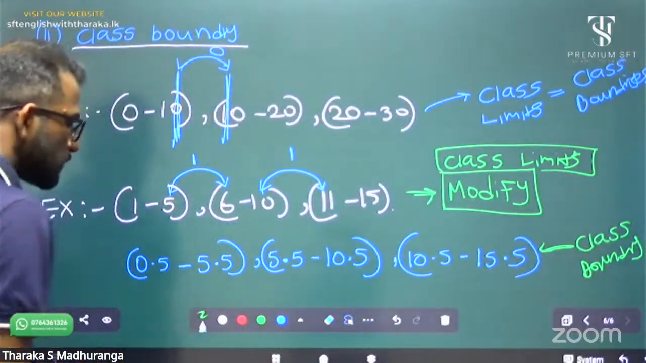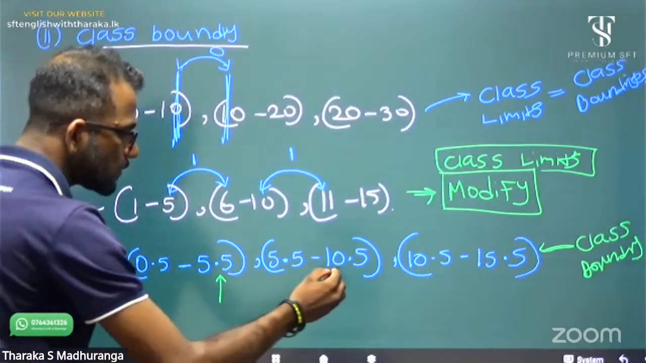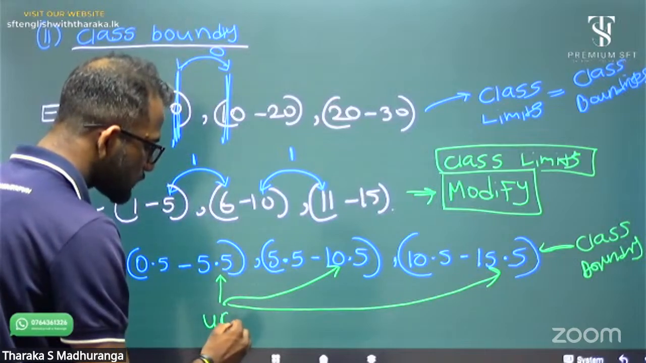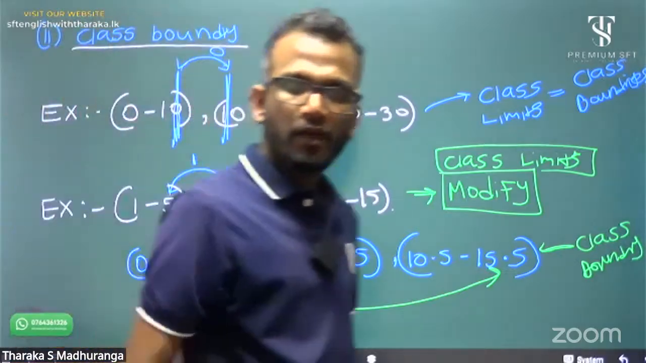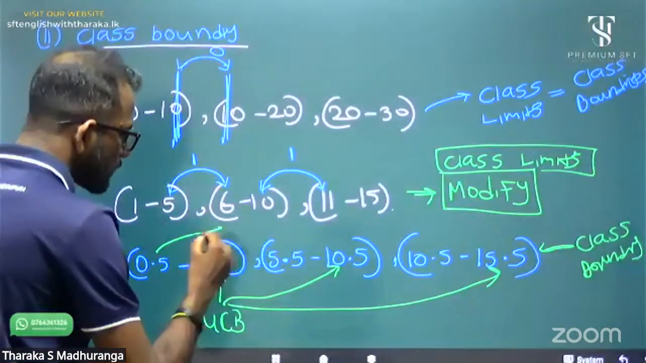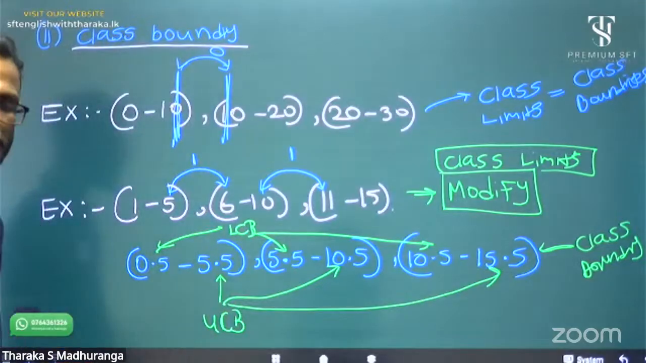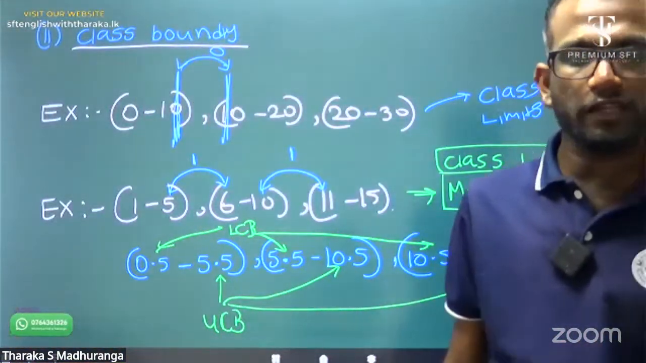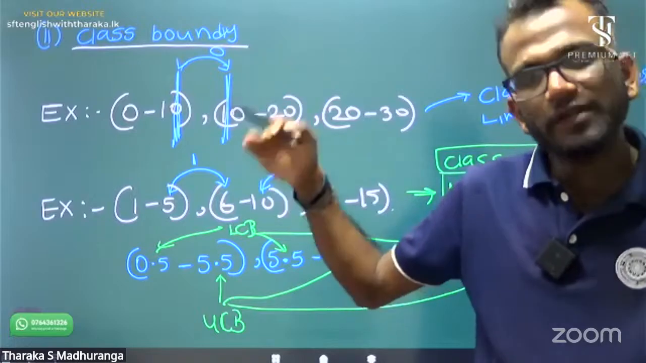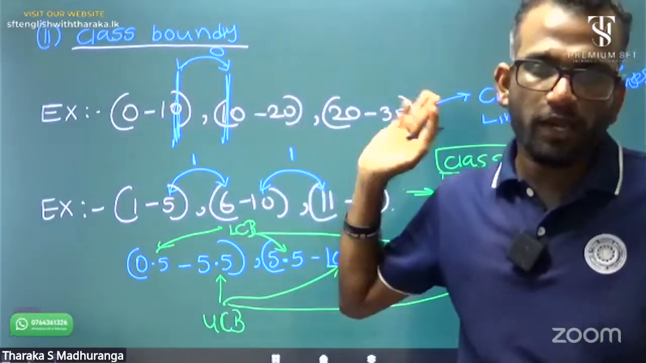These upper values, the final values, we call upper class boundaries, UCB. The lower values we call lower class boundaries. Understood? For a continuous group frequency distribution, no issue: class limits equal class boundaries. Upper class boundary equals upper class limit, and lower class limit equals lower class boundary. Understood?